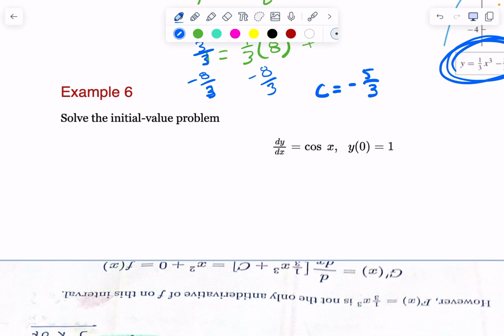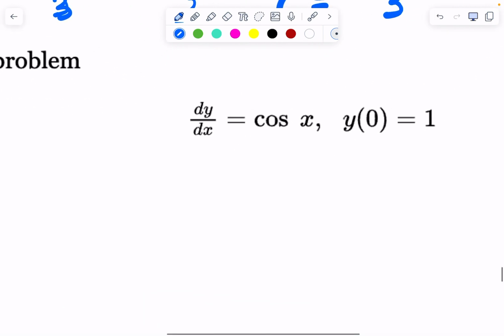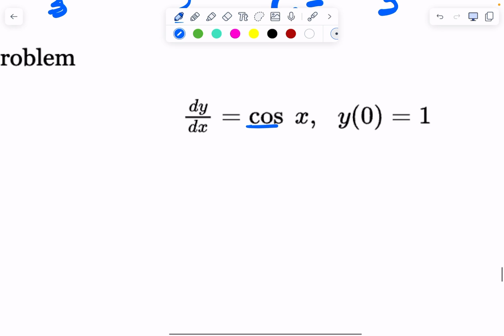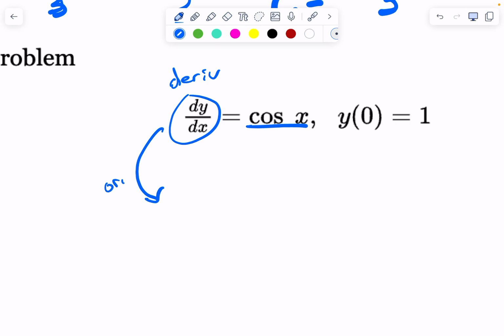How do we do this, except with cosine? This one says your derivative is cosine. So dy/dx, that's another way of saying that the derivative equals cosine. If I'm trying to get back to the original function, I take the antiderivative. Do you know what the antiderivative of cosine is? The derivative of cosine is negative sine. But it would just be positive sine, because the derivative of sine is cosine, right? The derivative of sine is cosine. So now I have y equals sine x plus c.